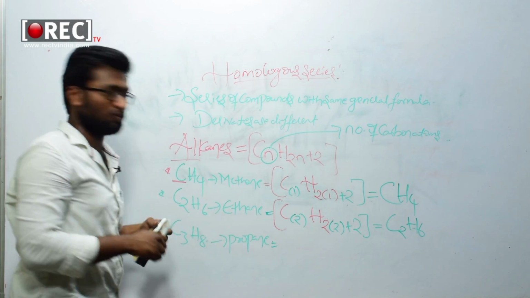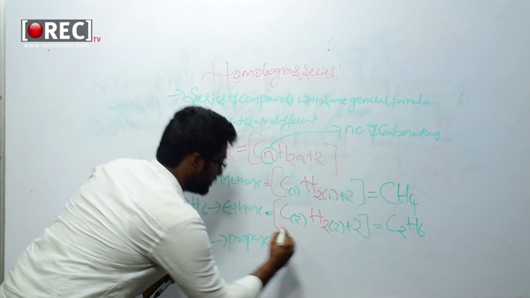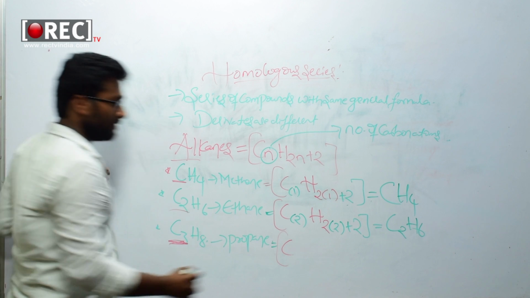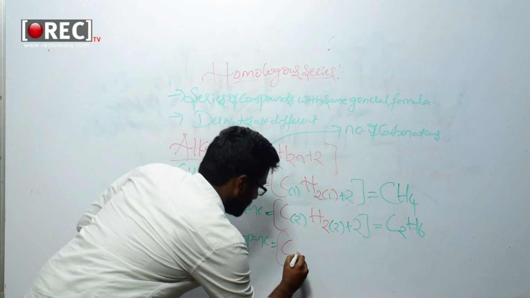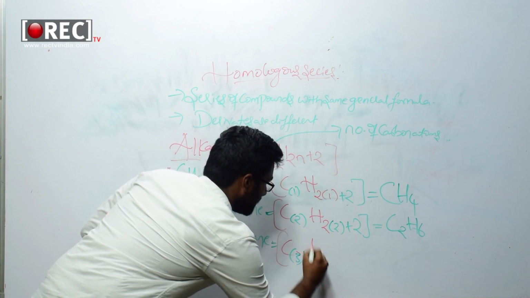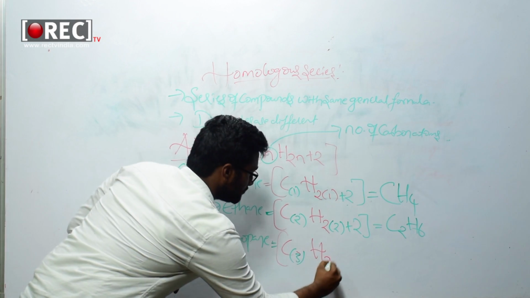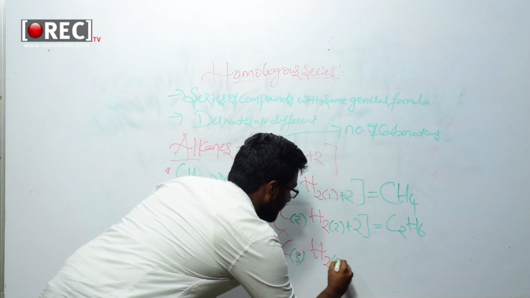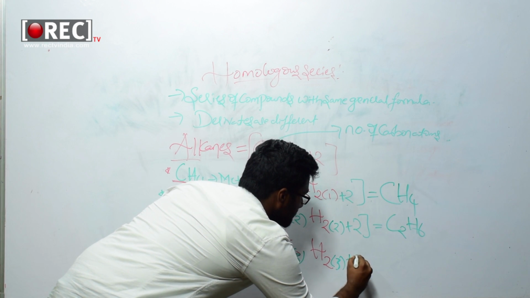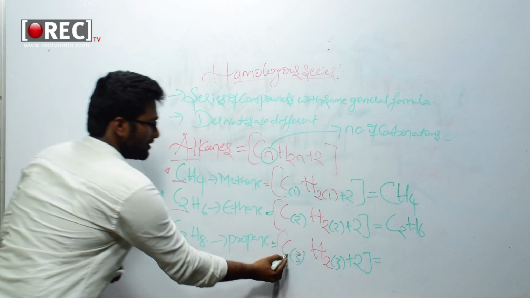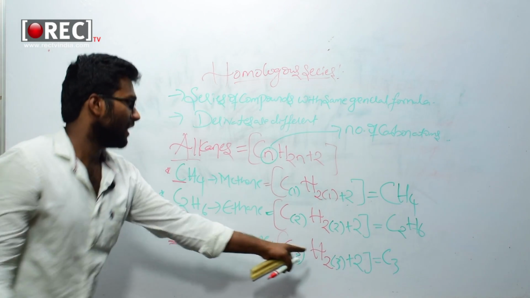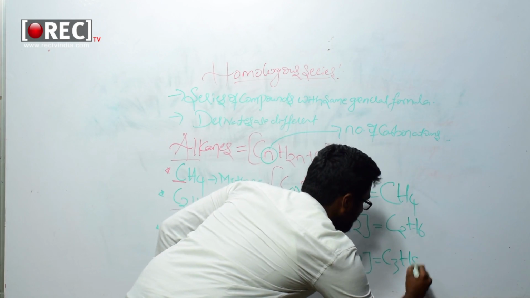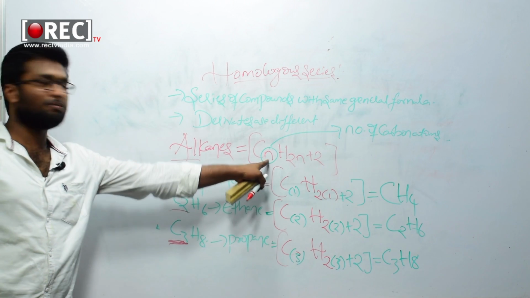Let's derive propane also. C, n represents the number of carbon atoms. How many carbon atoms here? 3. H, as it is 2n plus 2, with n as 3 plus 2. Here C3, so 3 carbon atoms. H, 2 into 3, 6, 6 plus 2, 8. We have derived C3H8, propane, from this general formula.